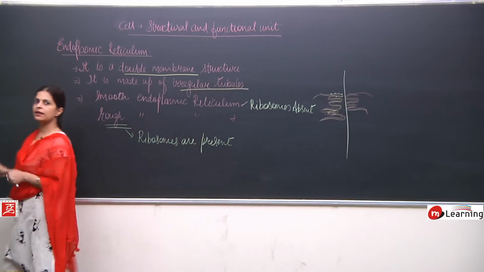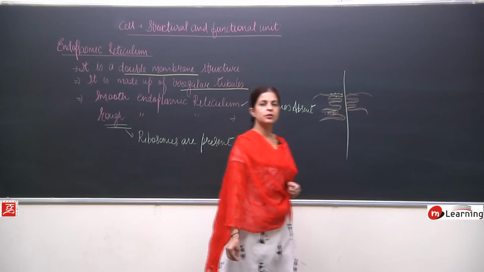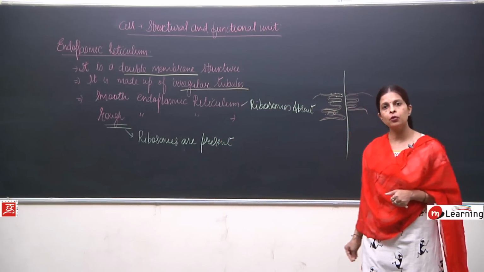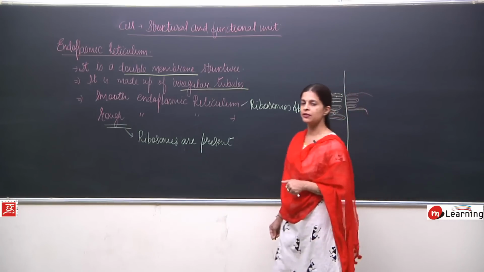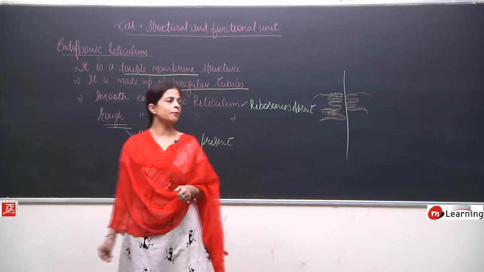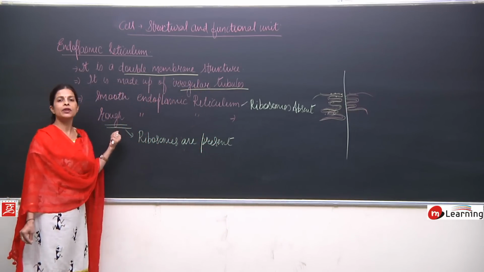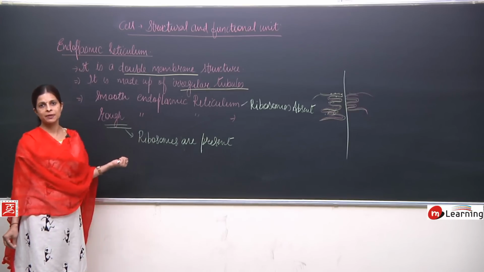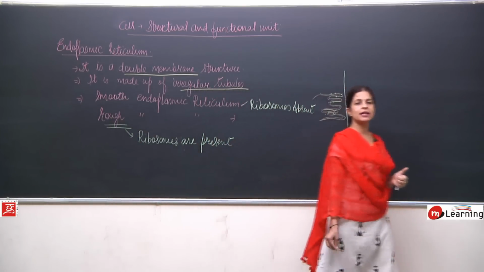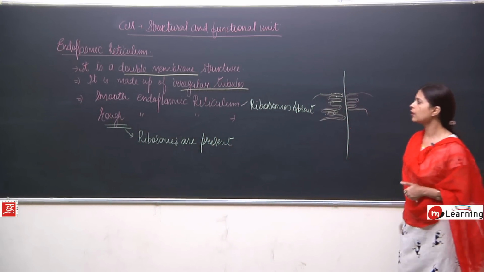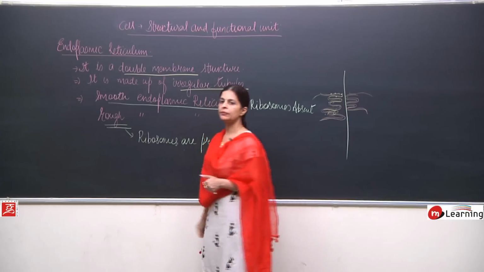What is endoplasmic reticulum? It is a double wall structure. It is made up of irregular tubules. It can be smooth endoplasmic reticulum and it can be rough endoplasmic reticulum. When the ribosomes are present on the endoplasmic reticulum, then we call it rough endoplasmic reticulum. If the ribosomes are absent, then we call it smooth endoplasmic reticulum.